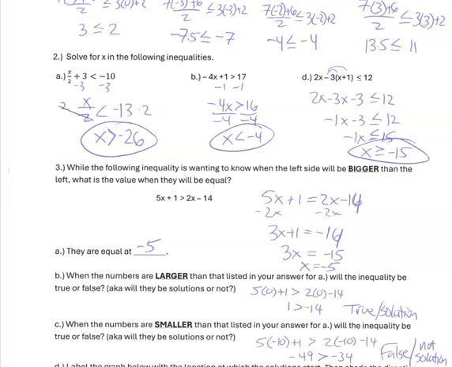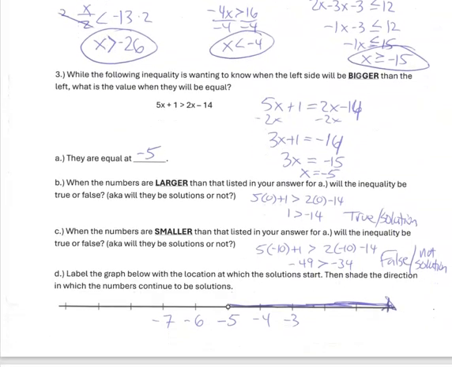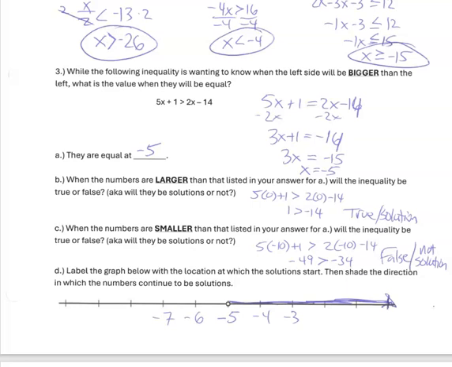On the next problem, it's saying when will they be equal? So I changed out the inequality sign for an equal sign. I solved and I got -5, and that tells me that at -5, both sides are going to be equal. And that's basically where my solutions will start. When the numbers are larger than -5, I find out that all of the numbers greater than -5 will be solutions, whereas all the numbers less than -5 will not be solutions. And that led me to be able to make my graph, which is saying that -5 is where the solutions start, and it's going to be all numbers greater than -5.